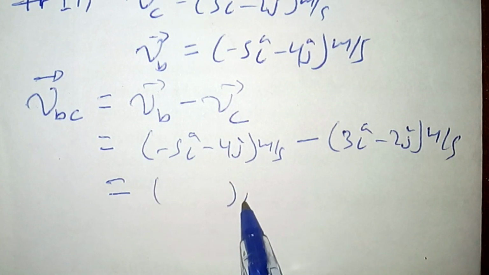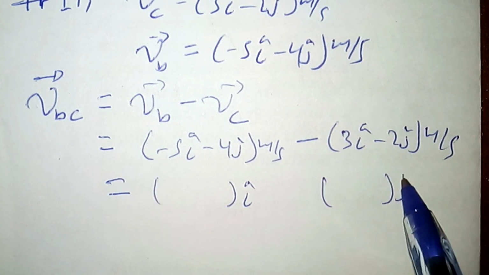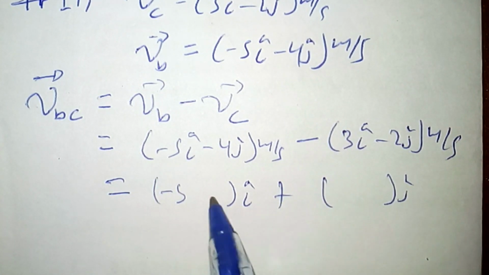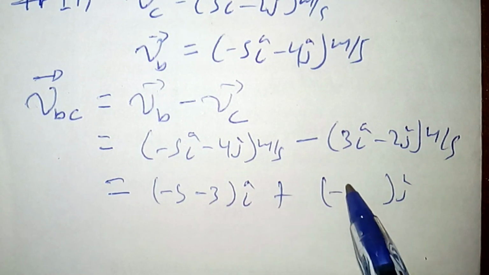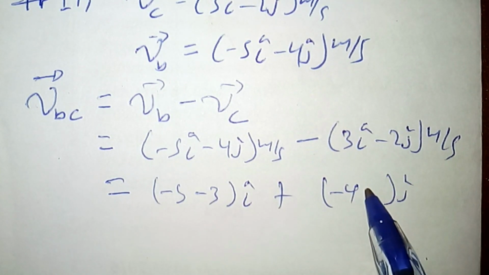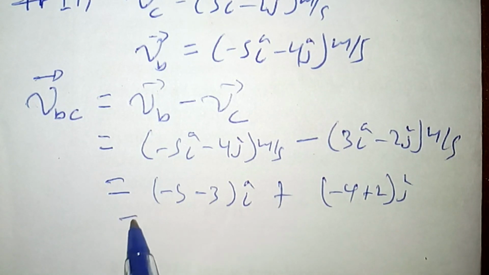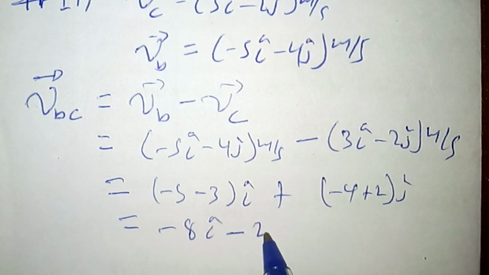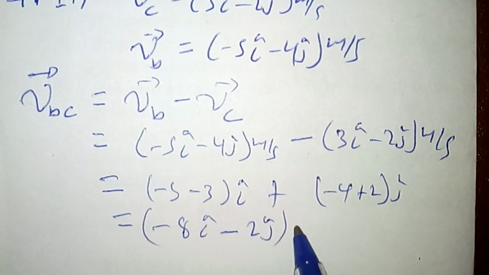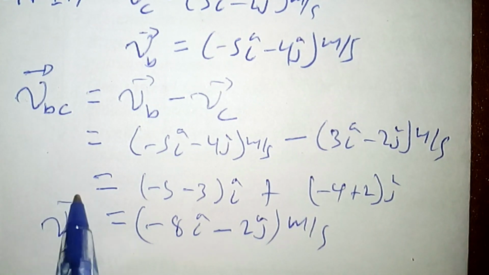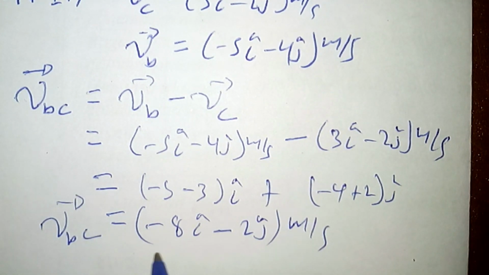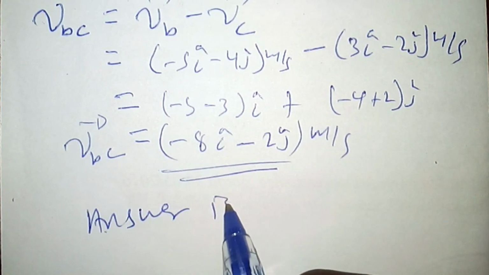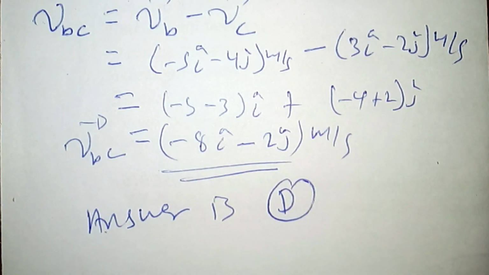So we collect the i terms together and the j terms together. The i terms are minus 5 minus 3, and the j terms are minus 4 minus of minus 2, which is plus 2. So finally I get minus 8i minus 2j meter per second as the relative velocity of the bus from the car's driver. So the correct answer from the given alternatives is D.